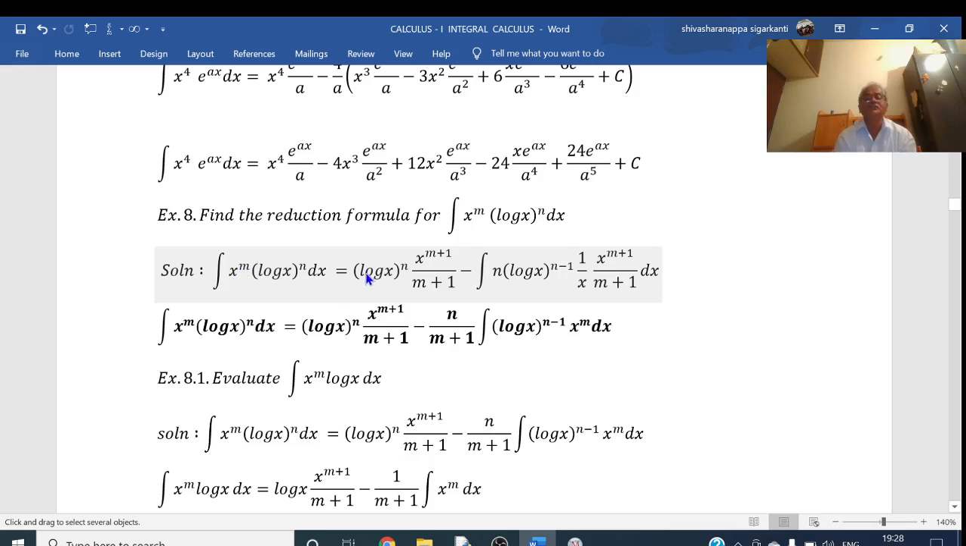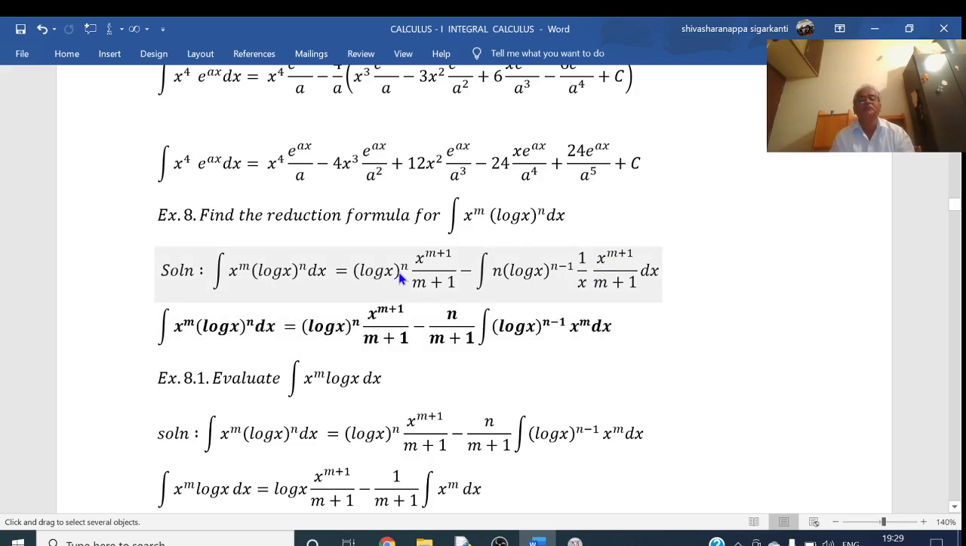Okay, so that is first function log x to the power of n into the integral of the second. X raised to m integration is x raised to m plus 1 divided by m plus 1, minus, under the integral sign, the derivative of first, that is the log x to the power of n derivative, n into log x to the power of n minus 1 into the log x derivative, 1 by x, into the integral of the second. X raised to m integration is x raised to m plus 1 divided by m plus 1. Now x to the power of m plus 1 by x is there. This becomes x to the power of m.